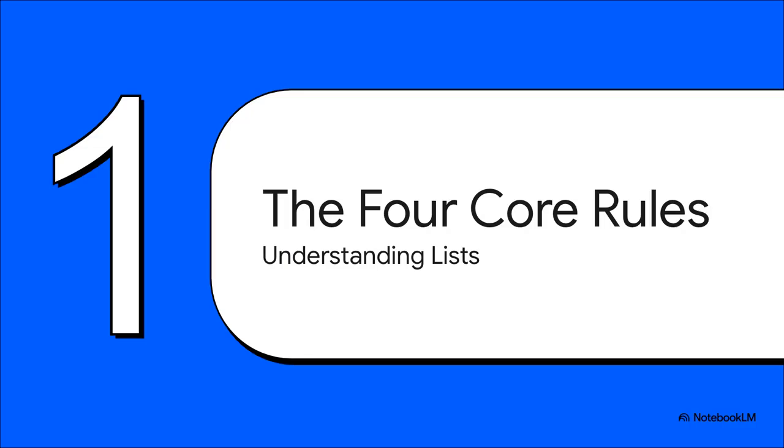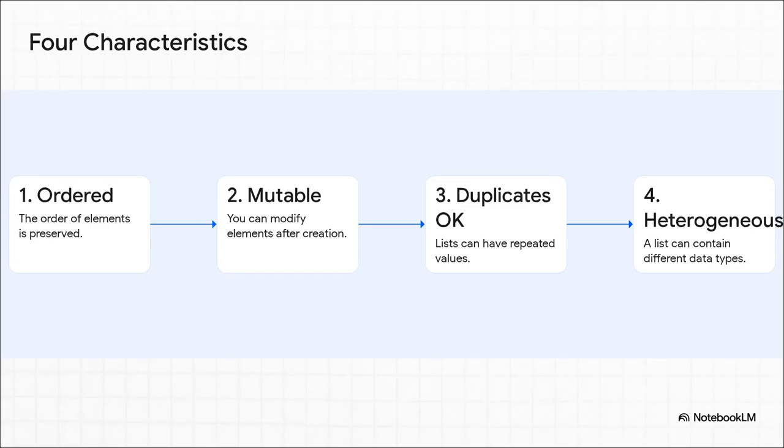Okay, so to really get good with lists, you've got to know their DNA, right? There are 4 fundamental rules that define what a list is and how it behaves. Let's call it the blueprint. Once you get this, everything else just clicks into place. So here are the 4 big ones. First, they're ordered. Super simple. If you put an apple in before a banana, it's always going to be in that order. The sequence you create is the sequence you get.